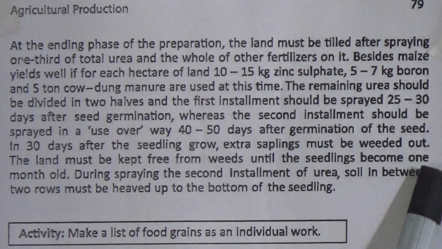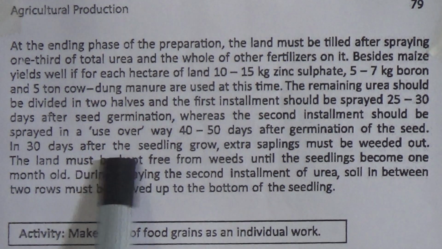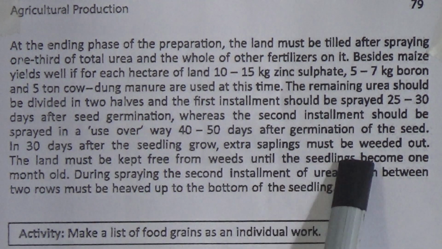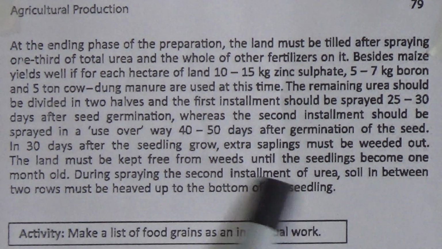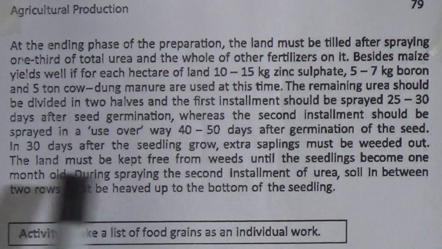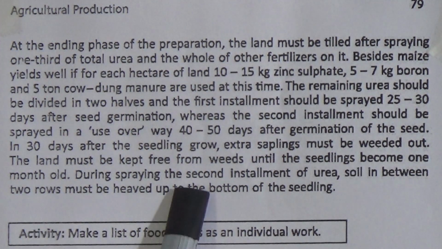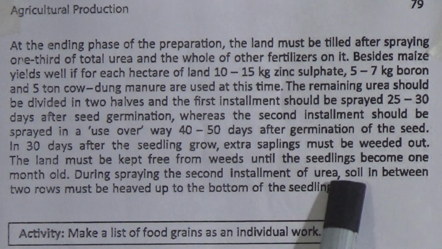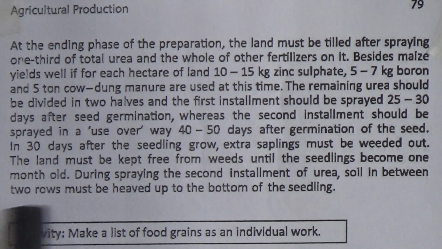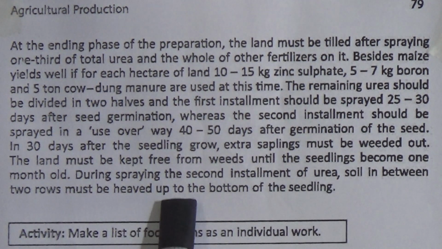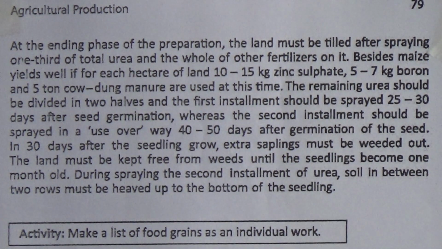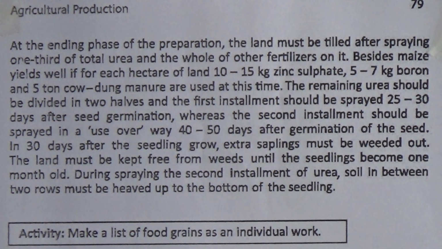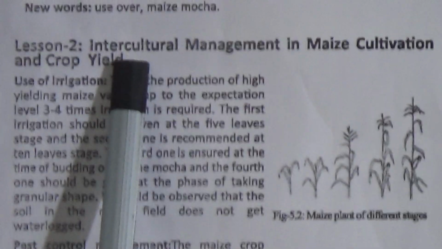the seed. In 30 days after the seedling grows, extra saplings must be weeded out. The land must be kept free from weeds until the seedlings become 1 month old. During spraying the second installment of urea, soil in between 2 rows must be heaped up to the bottom of the seedlings. Now see lesson 2, intercultural management in maize cultivation and crop yield.